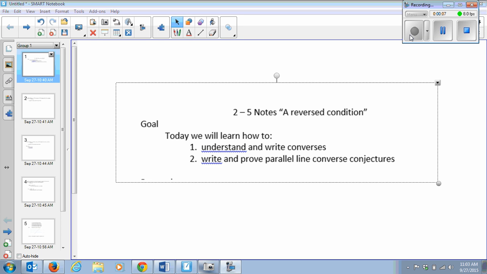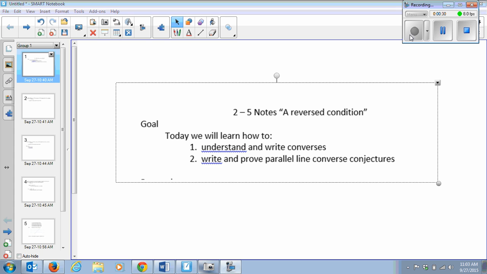We're going to be working on reversed conditions. A reverse condition is called a converse. You're going to be able to write converses, understand them, and then we're going to take the theorems that we learned in 2.4 about our angles with two parallel lines, our alternate interior, same side interior, exterior, and our corresponding angles. And we're going to use those with what converses are.